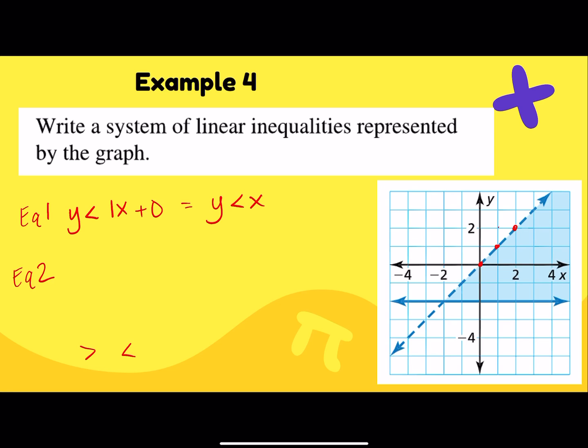And then my second equation, which is this solid line, it's shaded above the solid line, so that is going to be greater than or equal to. This is just a horizontal line at negative 2.